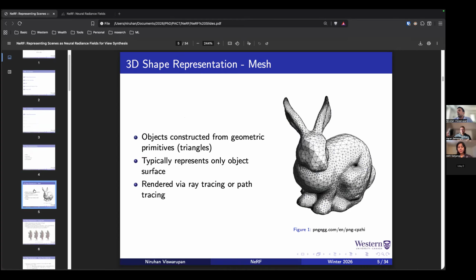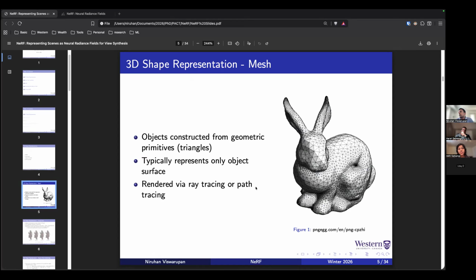First, mesh. In mesh representation, objects are constructed from geometric primitives, usually triangles. If you look at the rabbit on the right, they have created a 3D shape of a rabbit using just triangles. This is a classical approach. You may recognize this kind of visuals from old games. This represents only surfaces. In this representation, we only care about the surface. We don't know what's inside. We don't care about what's outside. It's just the surface of the 3D object.